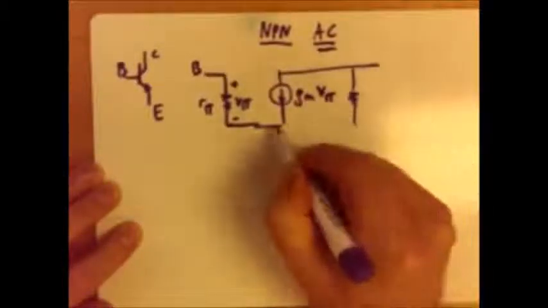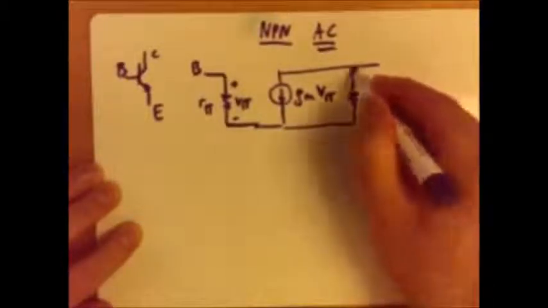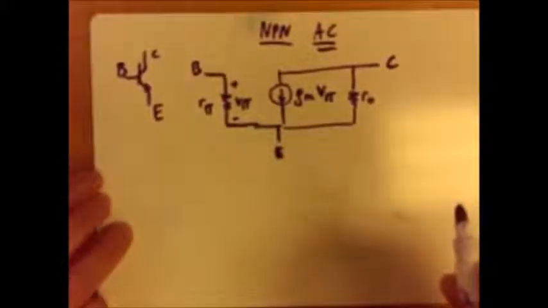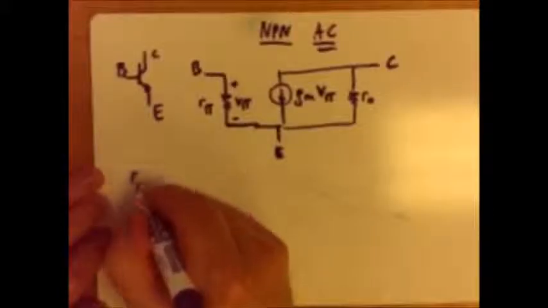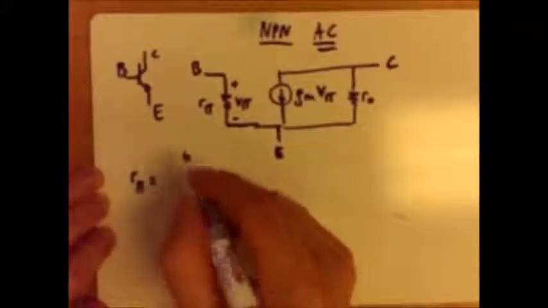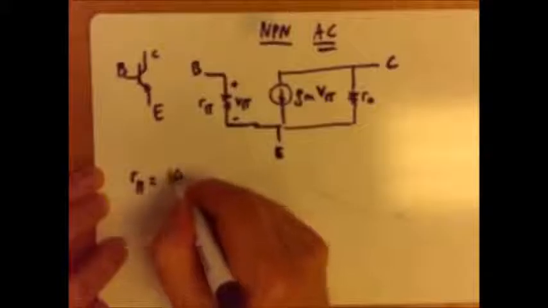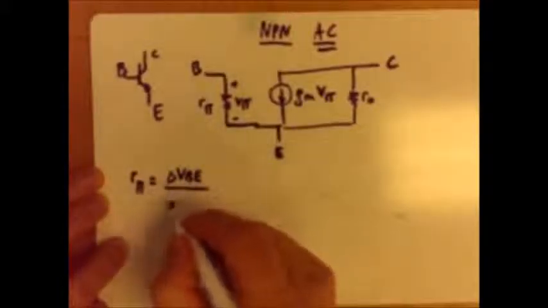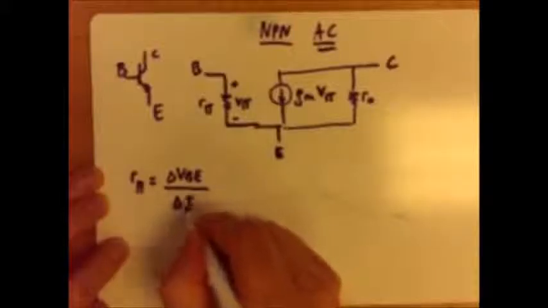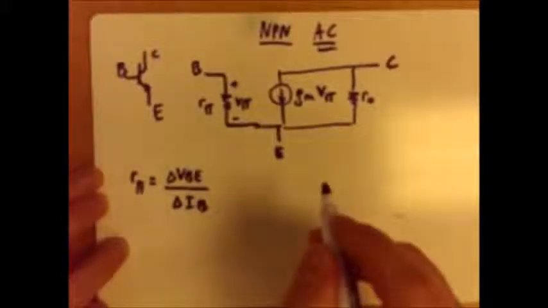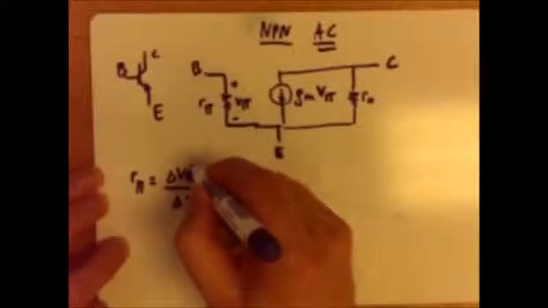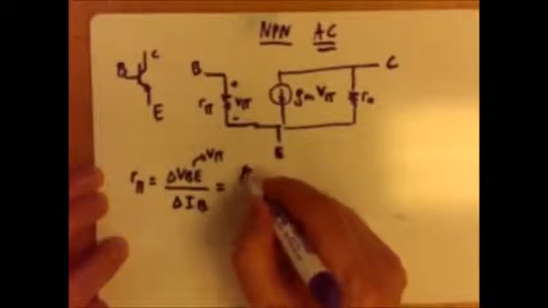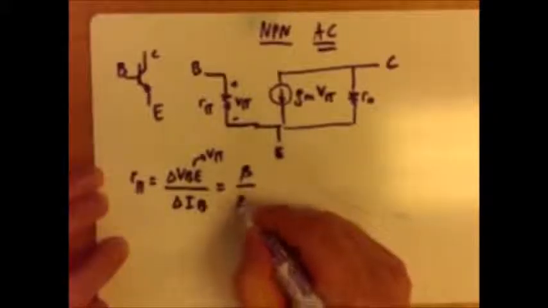and the output resistance of the NPN transistor. So here the R pi is actually, the definition is the change in the base emitter voltage to the base current. So this VBE, we call it V pi, and this value is beta divided by GM.